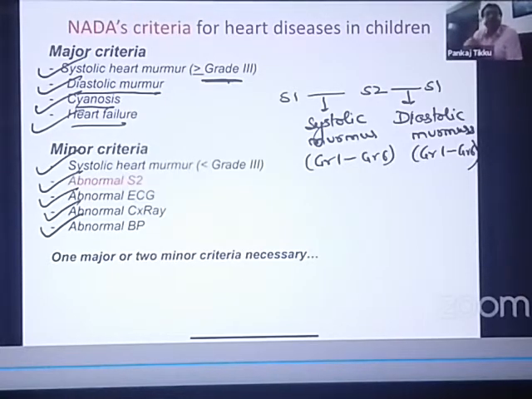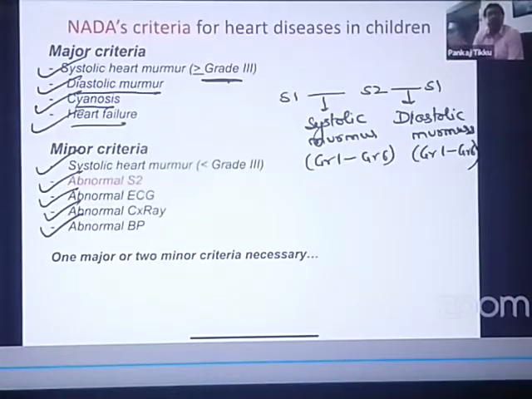So using these criteria, it may be possible to identify a group of children who may be suspected of having a heart disease. Obviously, whether this child has a heart disease or not can be known only once the echocardiogram is done. But at least suspicion of a heart disease can be raised if the child has one of these major criteria or 2 of these minor criteria.